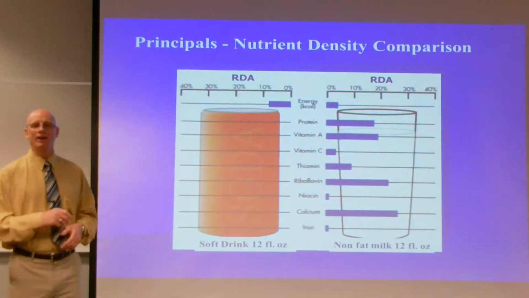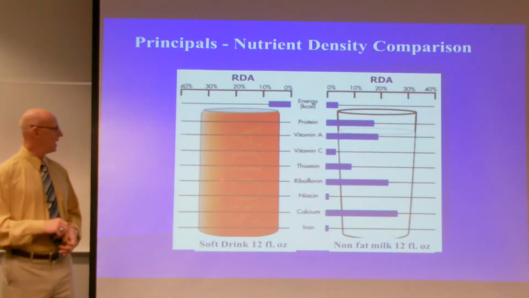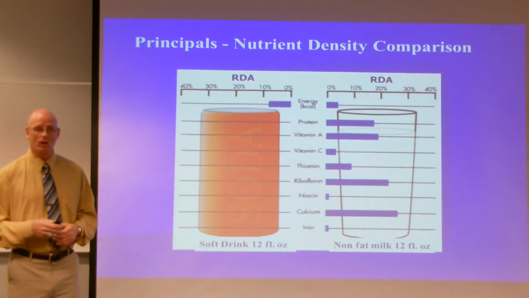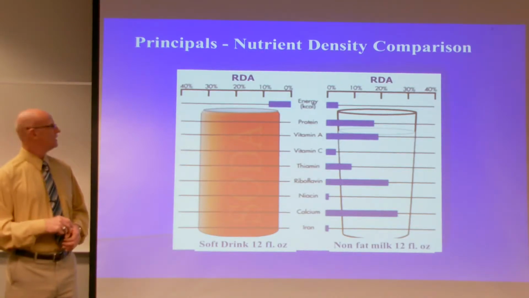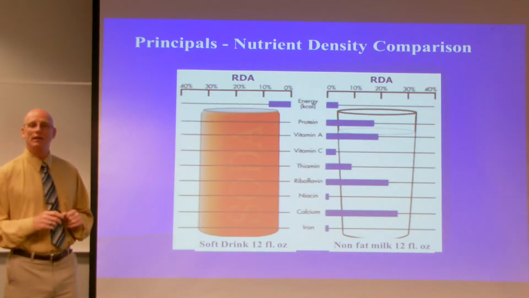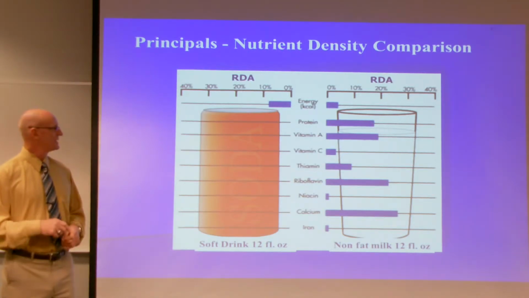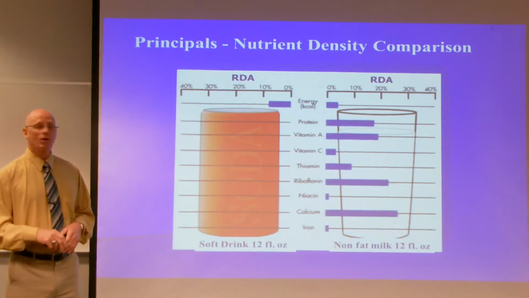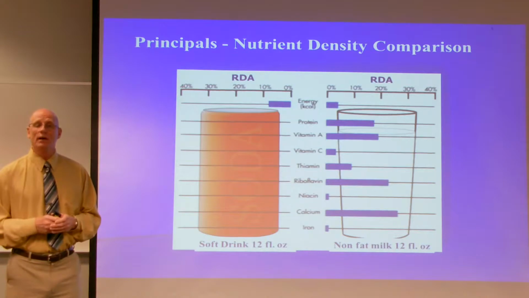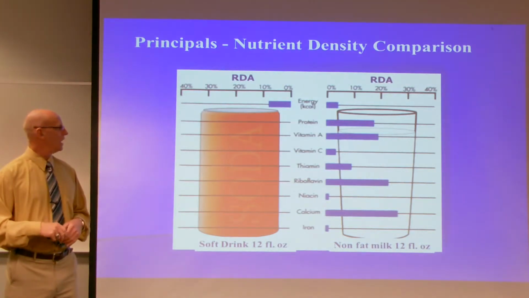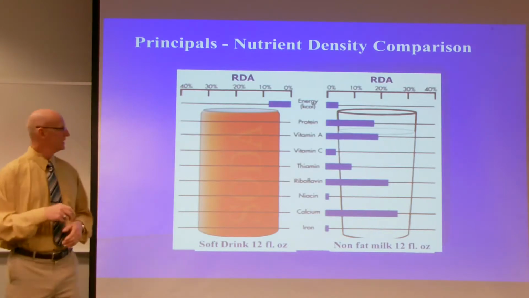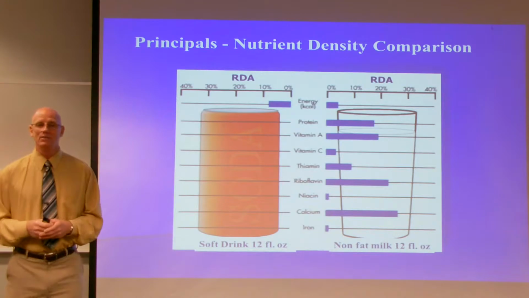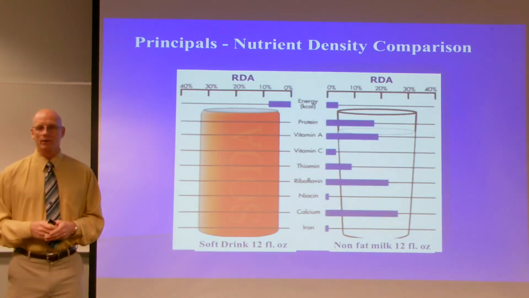This is a very simplistic view of nutrient density. This is a soft drink related to a non-fat milk. Each have 12 fluid ounces. But if we look at the RDA for the energy, this soft drink provides around 8% of the RDA for the number of calories it has in it. Whereas the non-fat milk provides less than 5% of the energy, but it provides a lot of nutrition. It provides protein, vitamins A and C, thiamine, riboflavin, niacin, calcium, and iron. So again, this is a simplistic view of what nutrient density is. I have another graph a little later I'll show you.